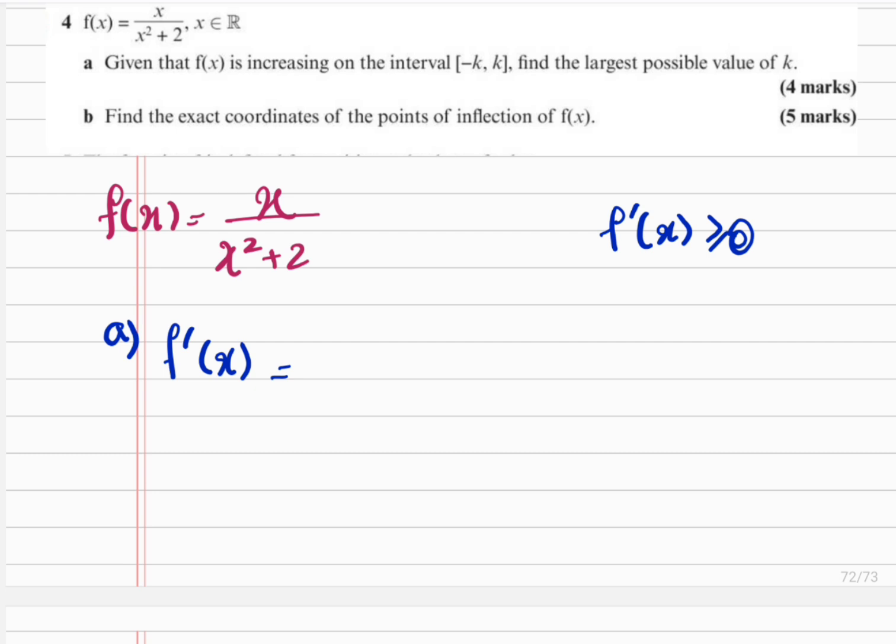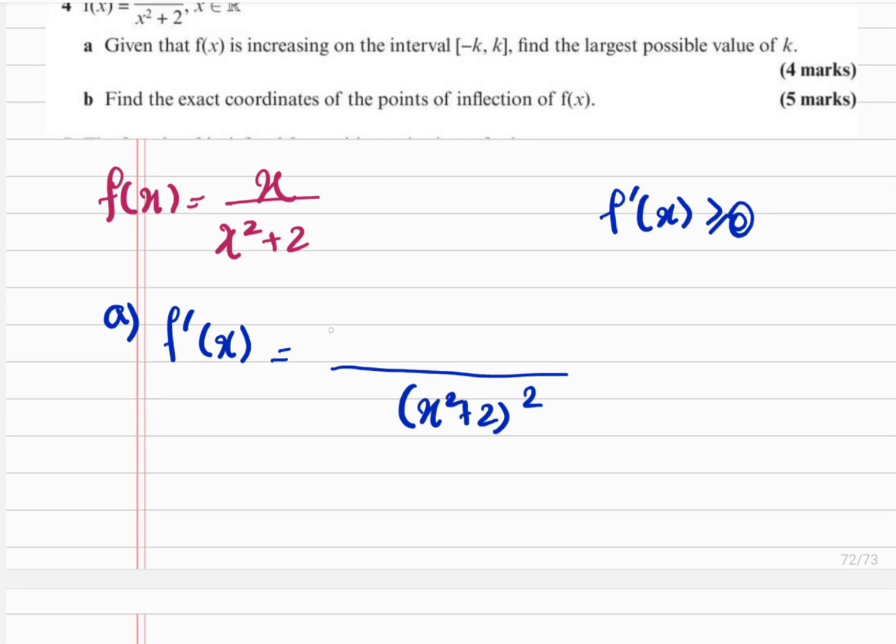So this is a quotient rule differentiation, and in quotient rule we first square the denominator function and that stays on the denominator. Then we write down the denominator function times the derivative of the numerator function. So x differentiates to 1, minus, this time we write the numerator function times the derivative of the denominator function. So x squared plus 2 differentiates to 2x.